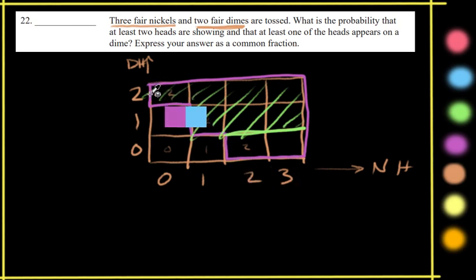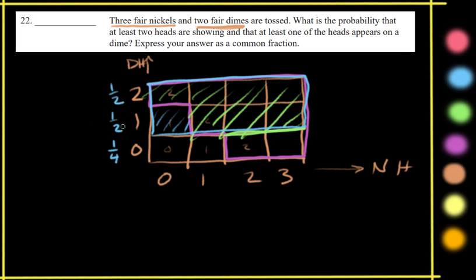I think what I'm going to do is compute the area of this rectangle, and then I'm going to subtract this one here. So basically I'm saying, what's the probability that you have at least 1 dime that is heads? And then I'm going to subtract this one case where you have 1 dime that's heads and no nickels that are heads. That should give me what I'm looking for. So what's the probability that I get at least 1 head on the dimes? Well, the probabilities here are going to be 1/4 for 0 dimes, 1/2 for 1, and 1/4 for 2.